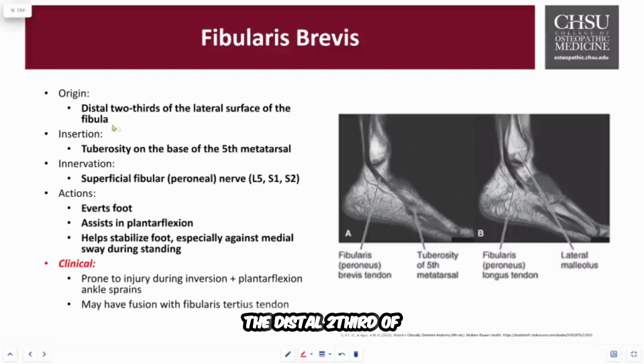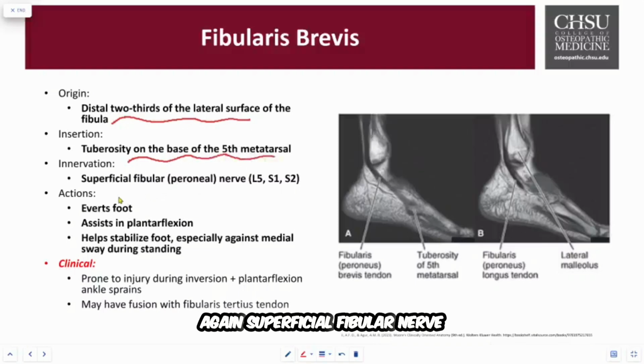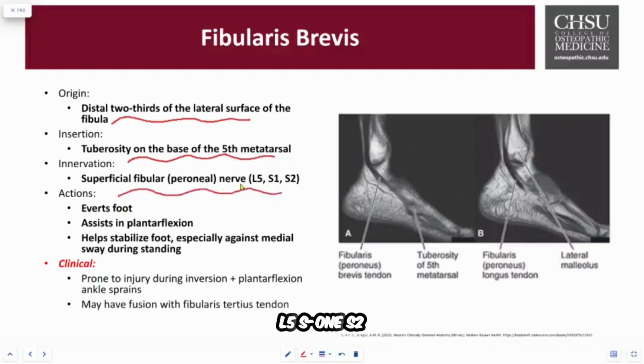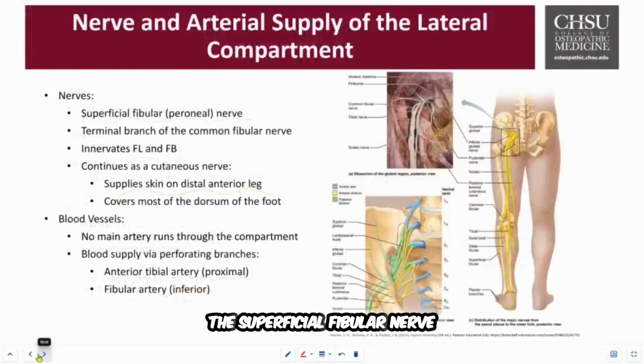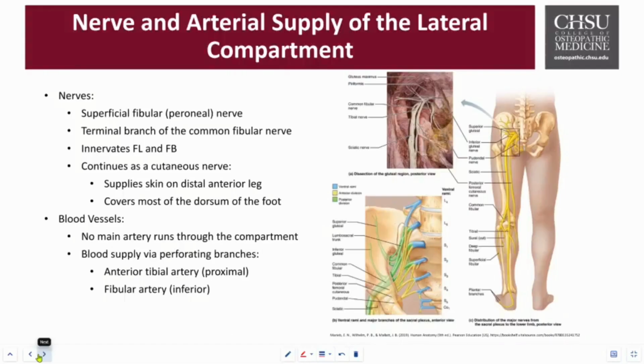So origination is from the distal two-thirds of the fibula, inserting onto the tuberosity at the base of the fifth metatarsal, again superficial fibular nerve L5, S1, S2, and very prone to injury during inversions or any kind of plantar flexion ankle sprains. The superficial fibular nerve is a branch of the common fibular nerve, and it innervates the lateral compartment muscles and continues as the cutaneous nerve.